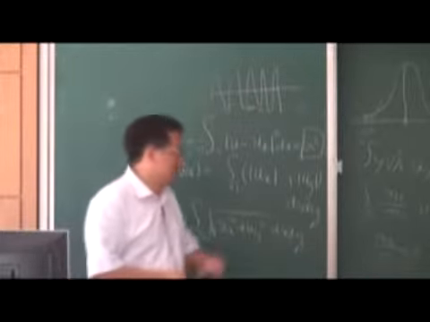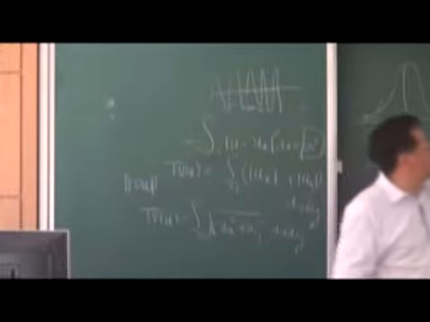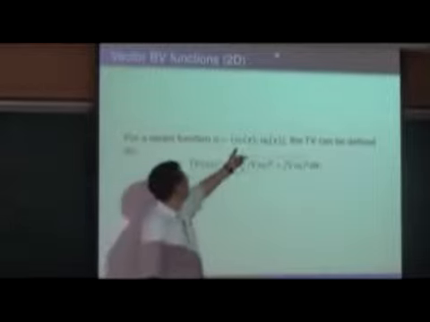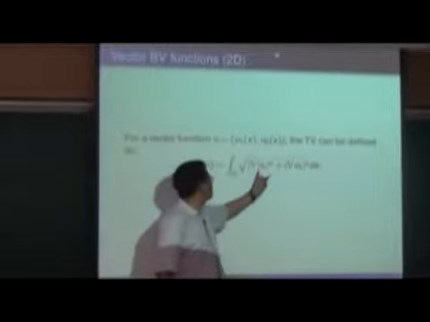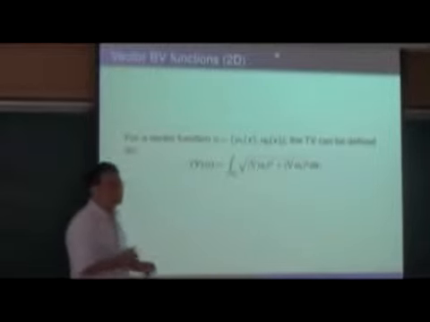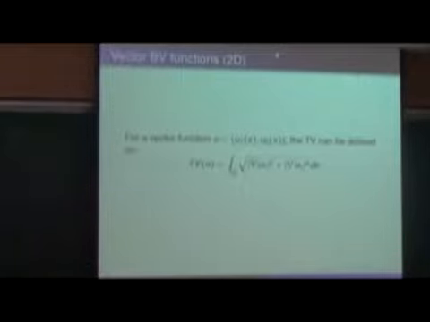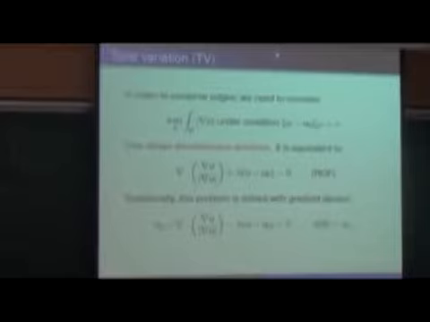So therefore, if you use TV, it will allow discontinuity. For vector functions, you can extend it. If it is a color image, you may have 3 channels, and here it is only 2. You can also extend the TV to vector ones. Maybe this is too much. We don't talk about this one.